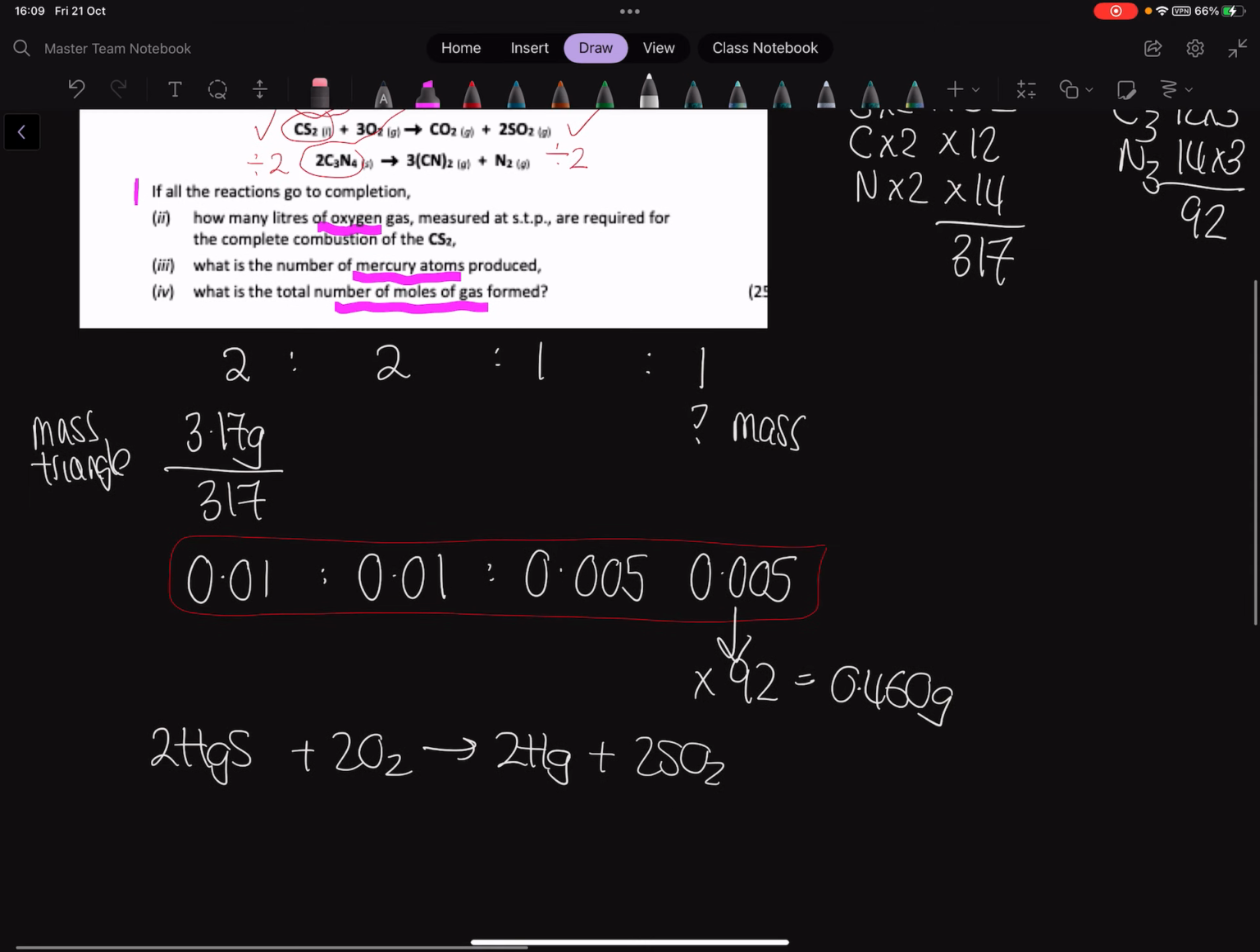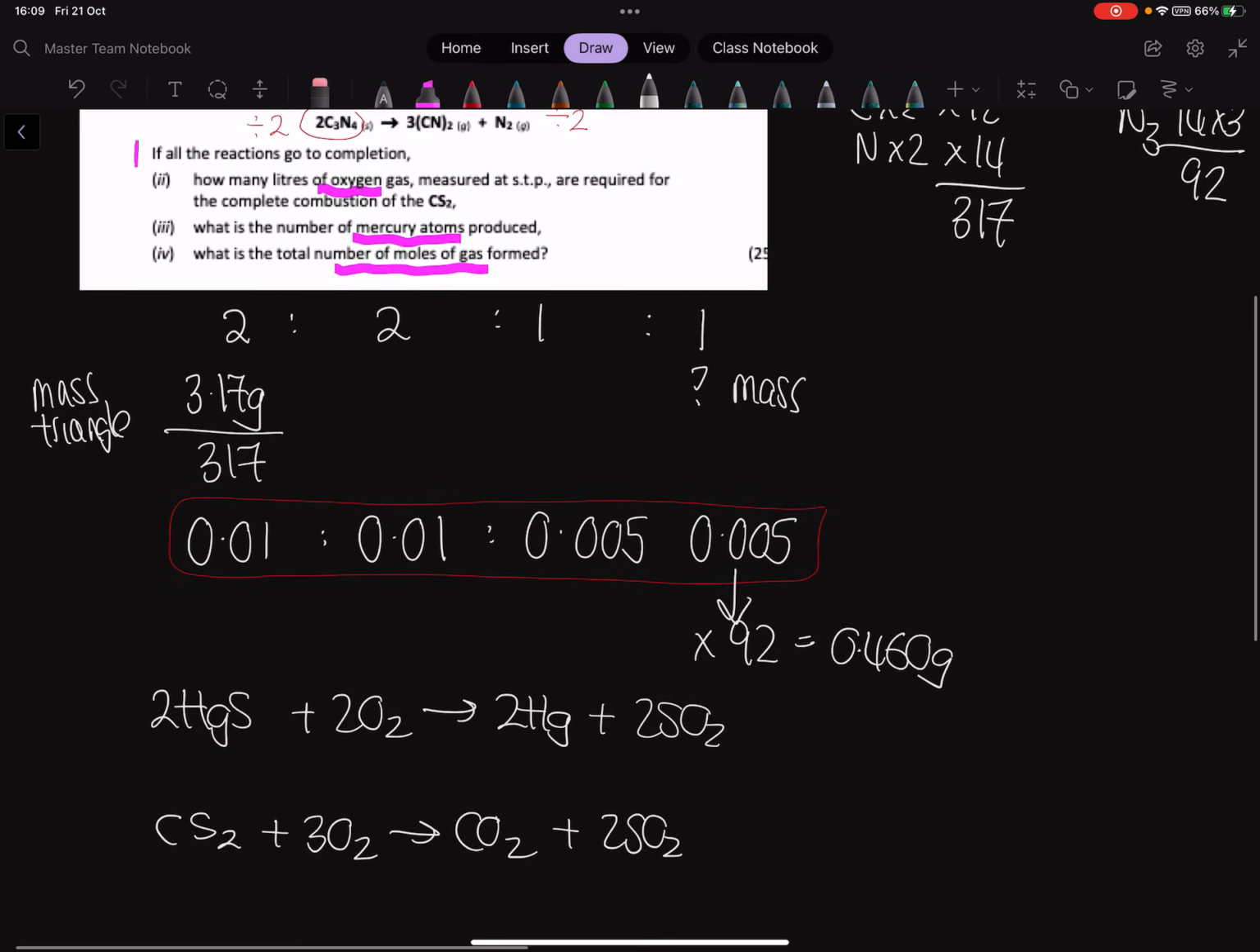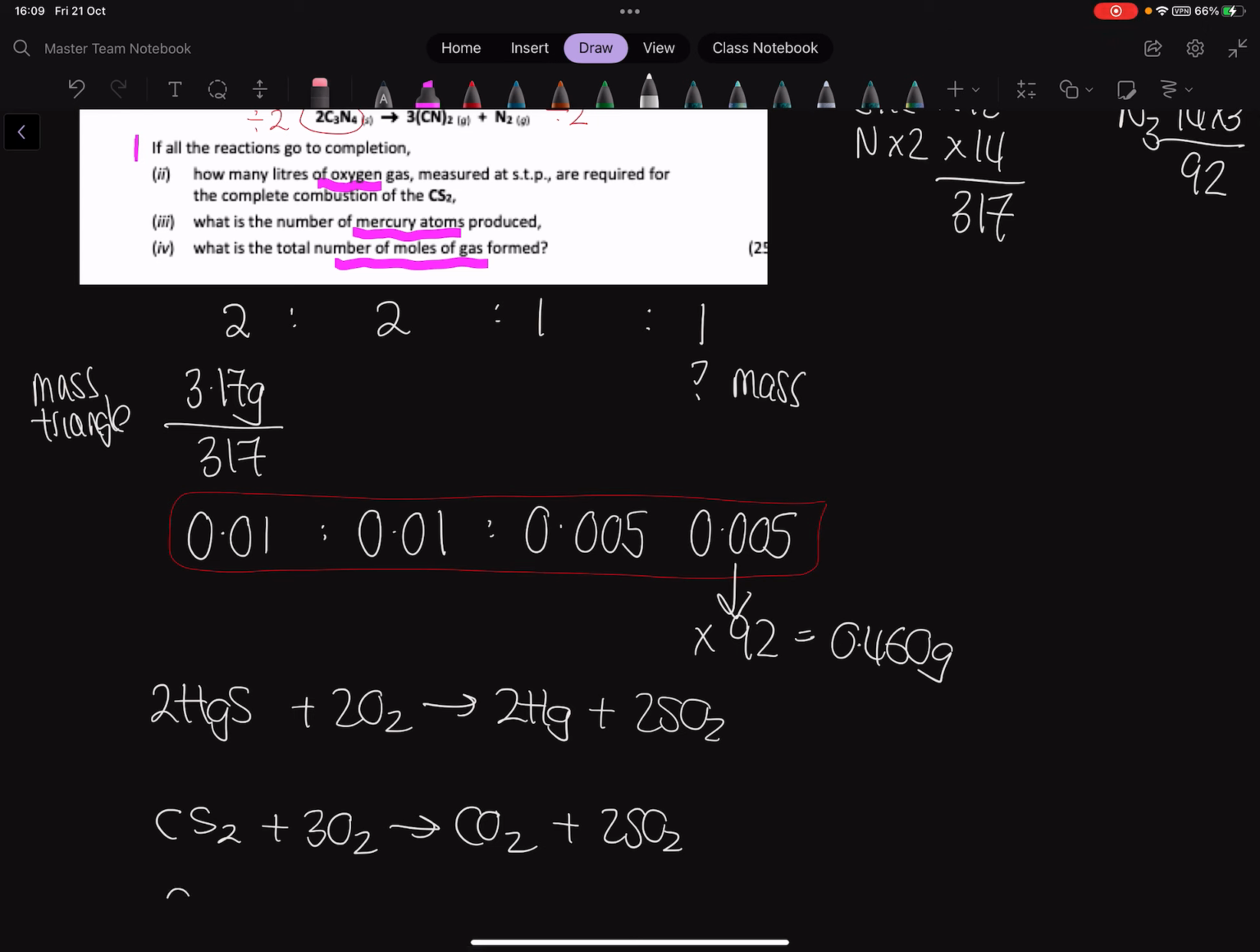My second equation we said was correct. CS2 plus 3O2 becomes CO2 plus 2SO2. And in my last equation, I have to divide everything across the line. So it's C3N4, apologies. We are dividing everything by 2 on this bottom one. It's going to be 1.5 C2N2 plus half a nitrogen.